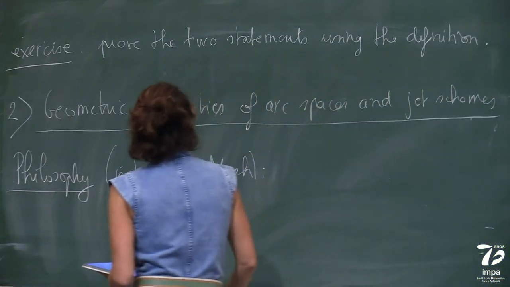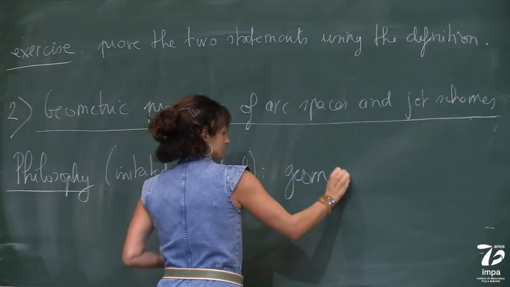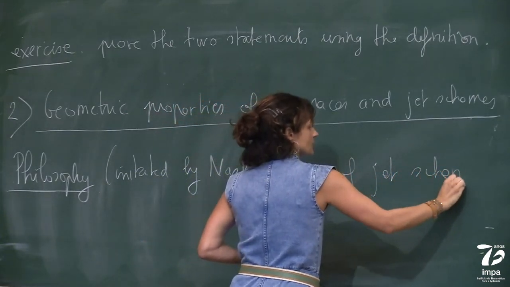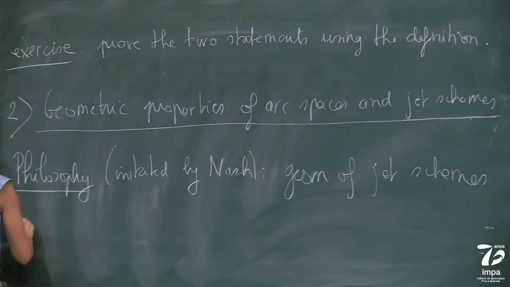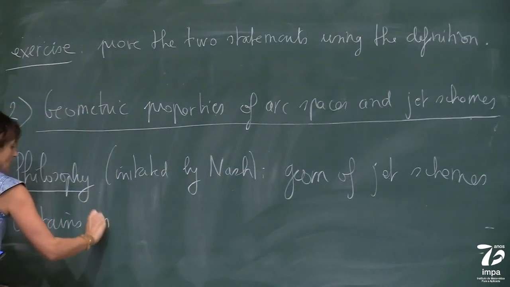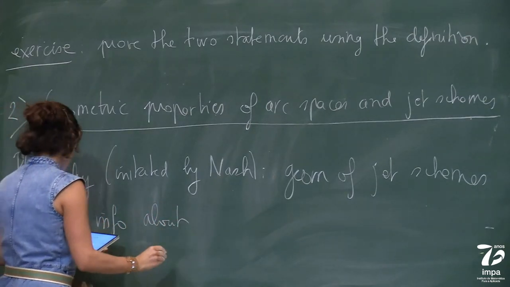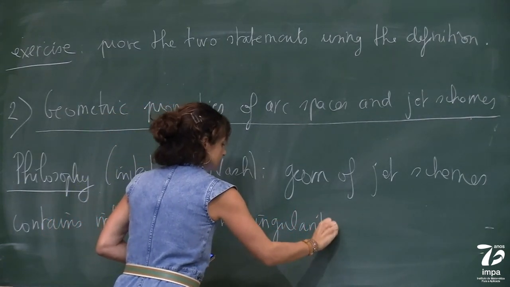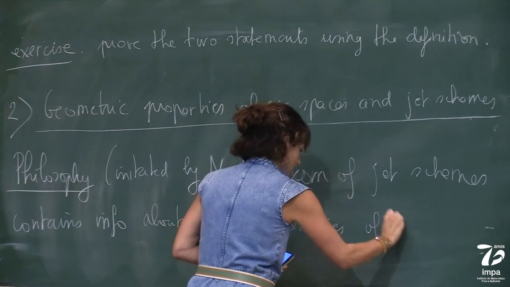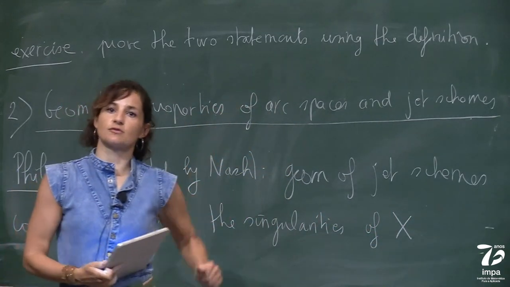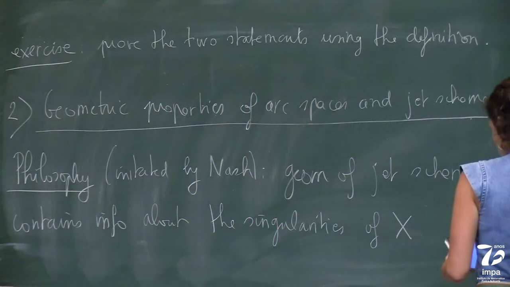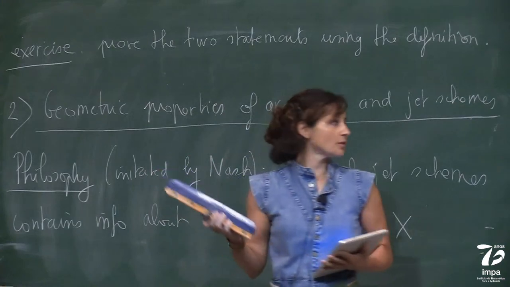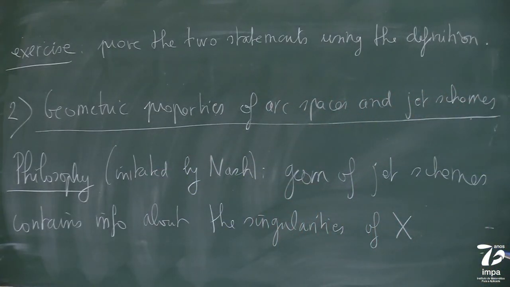So the geometry of jet schemes contains information about the singularities of X and yields an important invariant of the scheme. So I would like to illustrate this phenomenon on some properties, some results that we have in this period. So, illustrating properties.